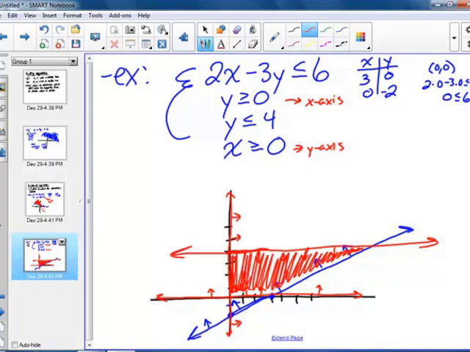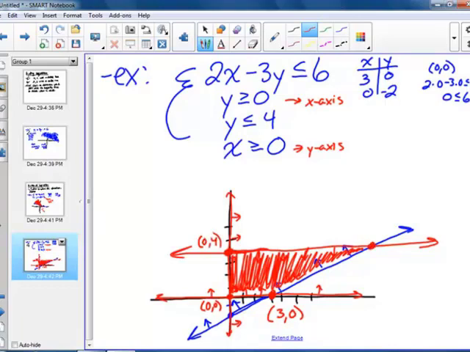Now if I was asked to find what these endpoints are, some of these would be pretty easy to figure out. Right here, that one was the point (3, 0). I've got my origin (0, 0). Then I've got the point (0, 4).